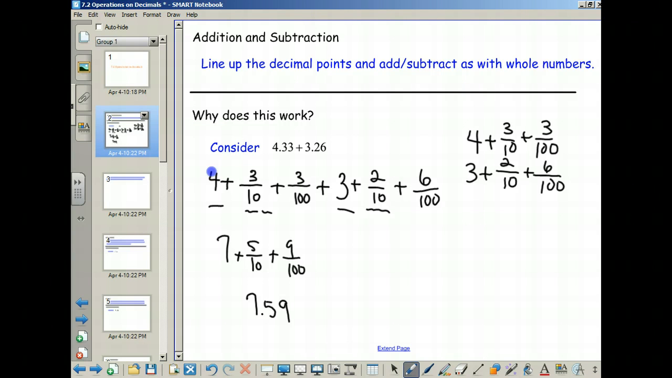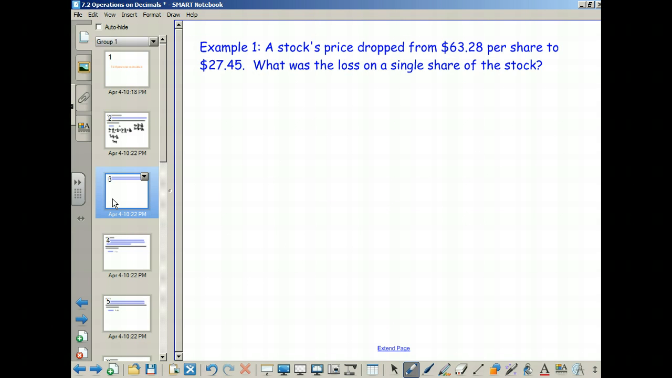Well, next problem. Let me see. So here's one. A stock price dropped from $63.28 per share to $27.45 per share. What was the loss on a single share of stock? So what am I going to do with these numbers? Subtract. And I'm not going to show it all out because that's not what the problem asks. It just asks to see what happened to the stock, right?